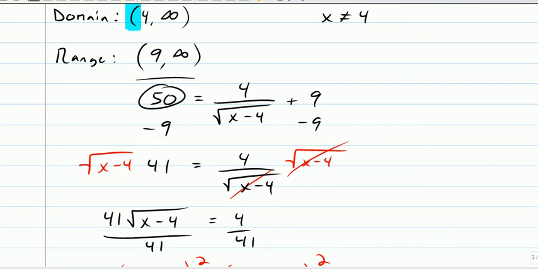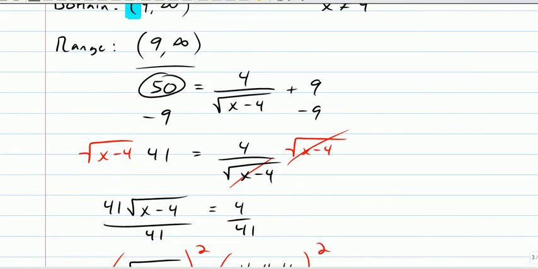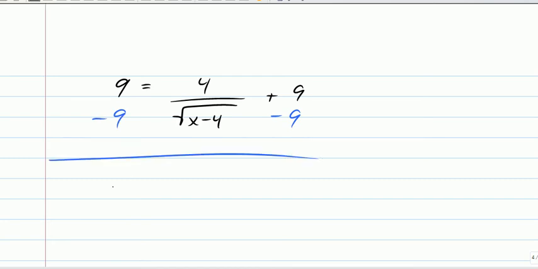Now I'm going to show you why 9 is not in the range, algebraically. So instead of saying 50 equals, we're going to say 9 equals 4 over square root x minus 4 plus 9. So you try to solve: you minus 9 and you minus 9, and you say, no problem, 0 equals 4 over square root x minus 4.